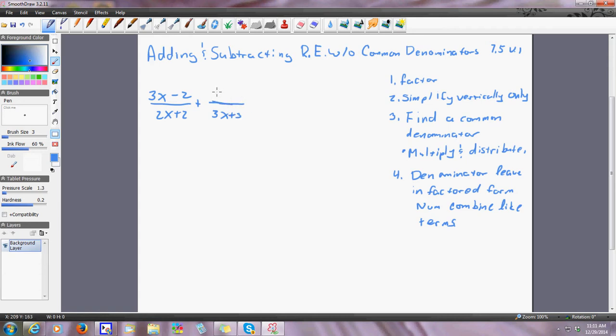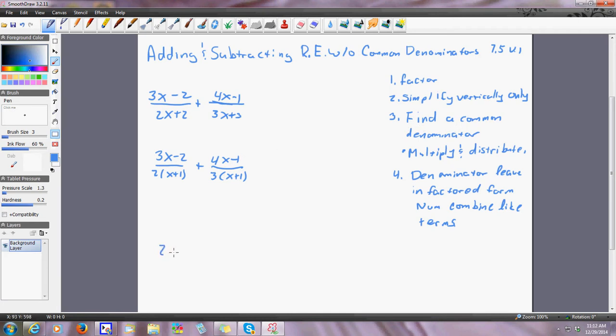over (4x - 1). And what I'm going to recommend doing first is factoring. I get 3x minus 2. I can't factor that, but I get 2 times (x + 1), plus, and I can't do anything with the numerator over here, but I can factor this out, and I get 3 times (x + 1). And so I say simplify vertically only. I can't actually simplify anything here, so I'm stuck. But then I say find a common denominator.